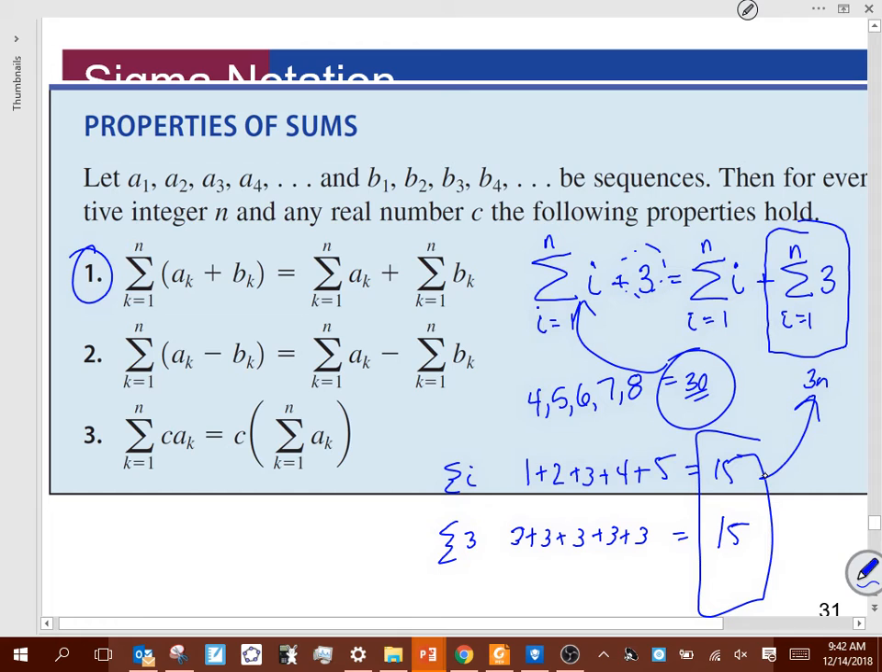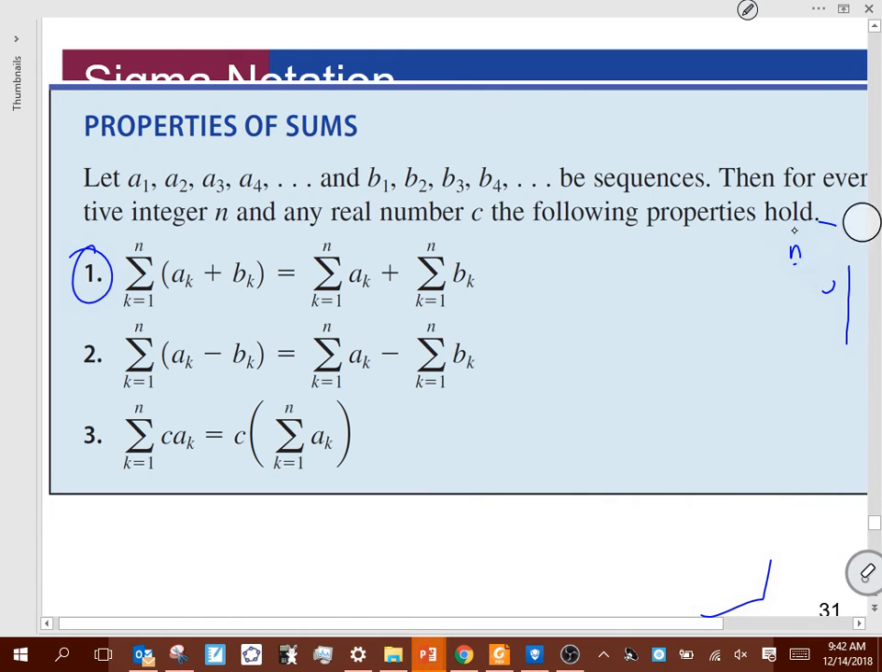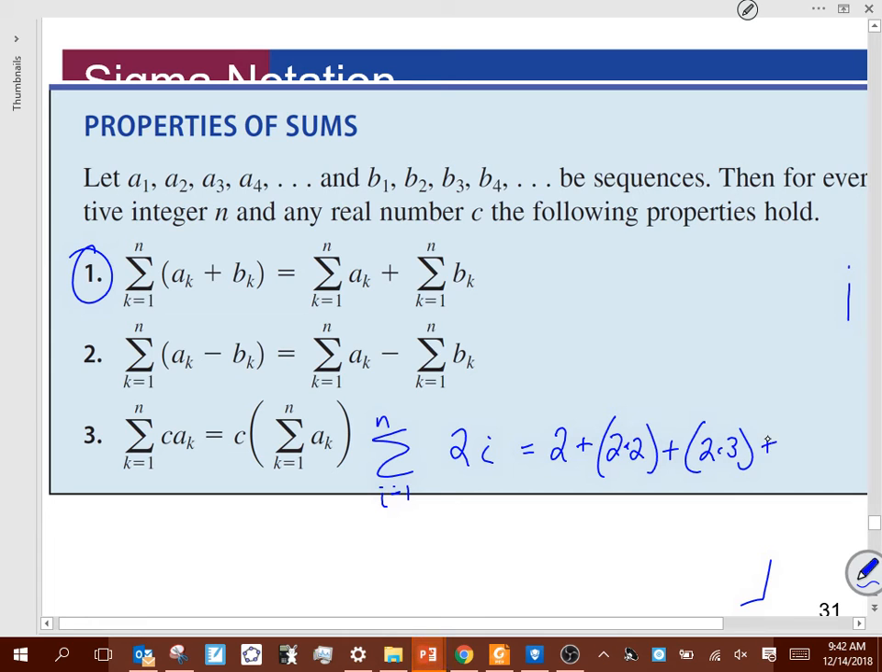Just be careful with subtraction. Order matters in subtraction, right? Okay. And then the last one there is saying if I've got something like 2 times I, so I is 1, and we go to n, well, that's going to look like 2 plus, then it'd be 2 times 2, right? Okay, so 2 times 2, plus then it'd be 2 times 3, plus then it would be 2 times 4, right? Does that make sense to everybody?